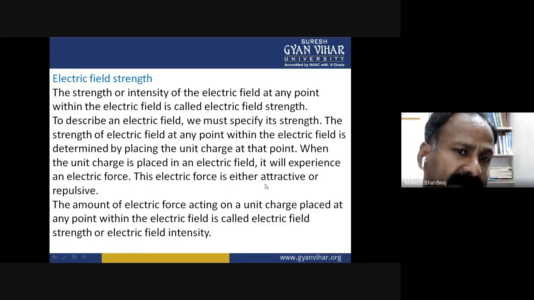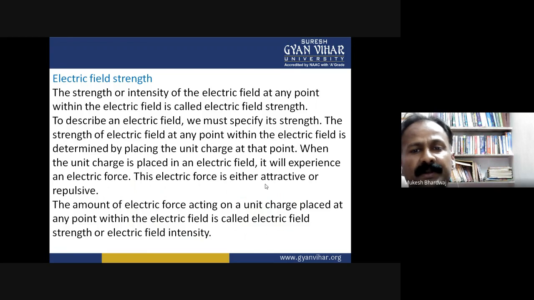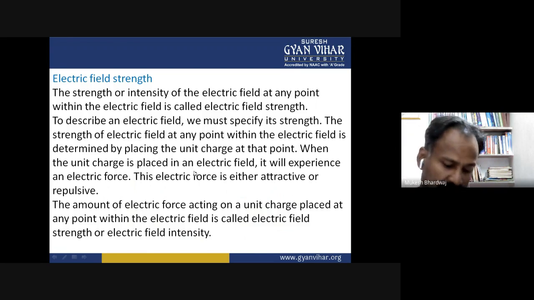Now the electric field strength: the strength or intensity of the electric field at any point within the electric field is called electric field strength. To describe an electric field, we must specify its strength. The strength of electric field at any point is determined by placing the unit charge at that point. When the unit charge is placed in electric field, it will experience an electric force. The electric force is either attractive or repulsive. The amount of electric force acting on a unit charge placed at any point within electric field is called electric field strength or electric field intensity.